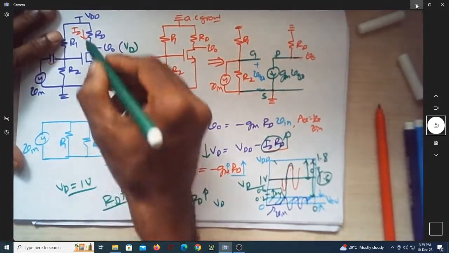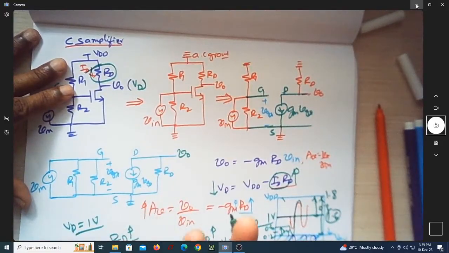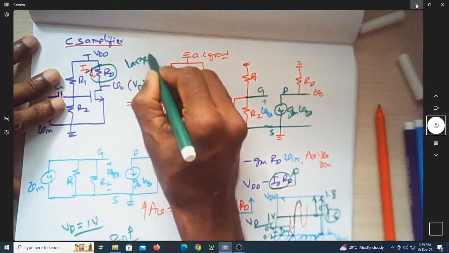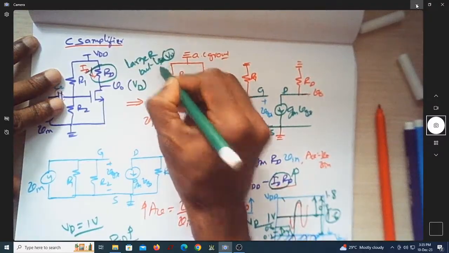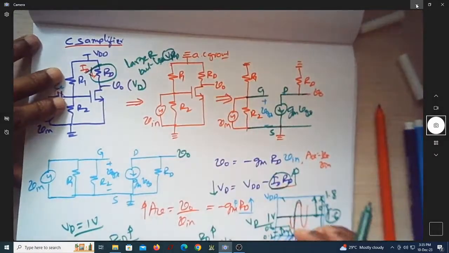So what is the option now? I have to use some different component or some different thing which will have a large R but less voltage drop across it. It should have a small voltage drop, let me write it as VRD. So VRD should be as small as possible. So let us see how we can achieve that. Now we'll think of something like this.